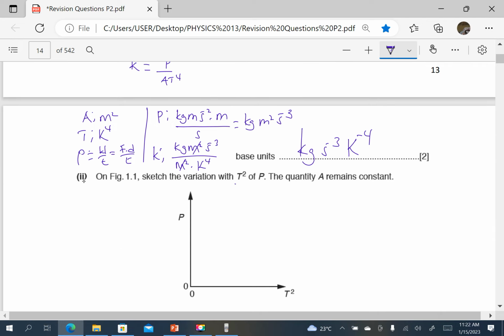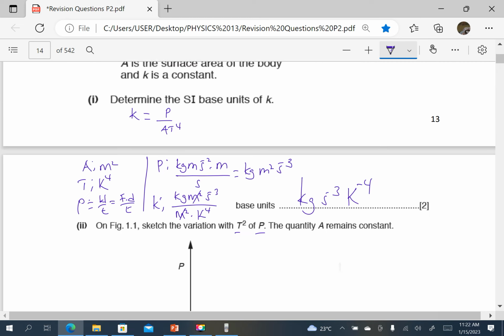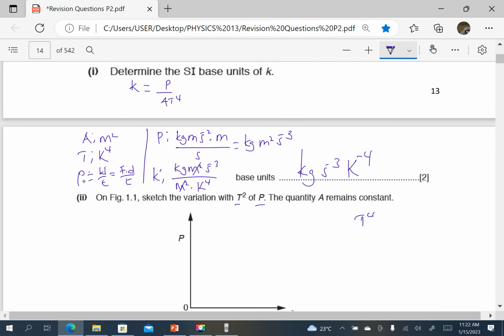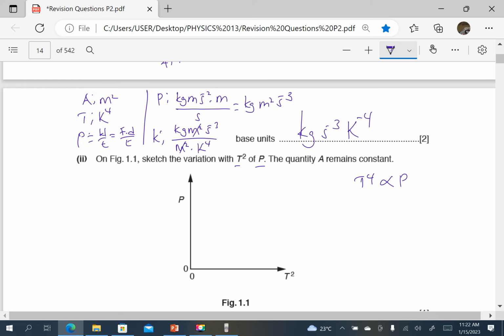Sketch the variation with t squared of p. When you look at the expression, you see that actually t power 4 is directly proportional to p, which means that t squared is going to be directly proportional to the square root of p. That means p increases more rapidly than t. If t increases by 1, it means p is increasing many times more than t, because the other one has a power. So it means p increases more rapidly as t increases.